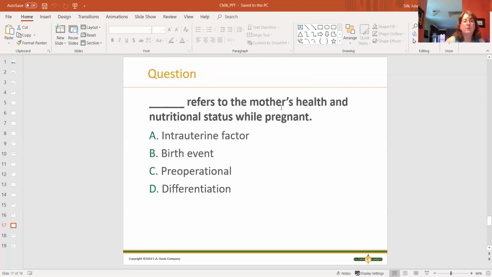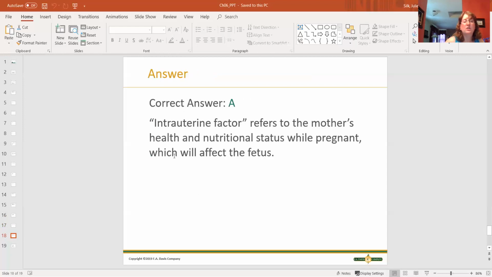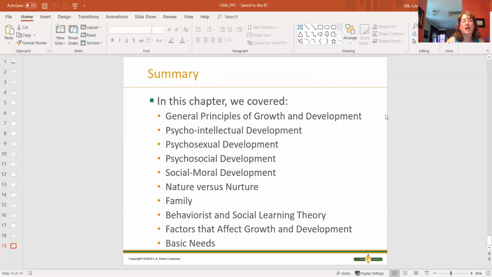Okay, this says blank refers to the mother's health and nutritional status while pregnant. This is going to be A, intrauterine factors. Again, in this chapter, it just talks about basic things having to do with growth and development with kids. So make sure that when you're going over this, you really refresh your memory on these different theorists like Piaget and Erikson and all of that. It's very important that you get those things down right now before you move on further in your nursing career. Okay, so that's that one.